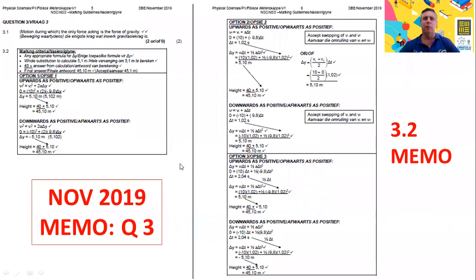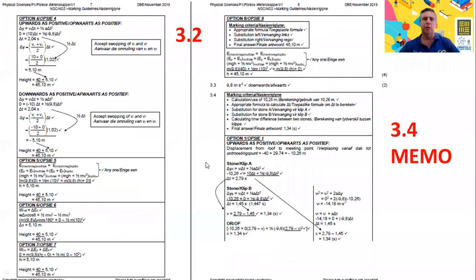So here's the marking memo for the November 29 question 3. The 3.1, the recall question, you'll see it's very simple. There's just one answer for 2 marks. 3.2 was only worth a few marks, but just look at all the different ways it can be answered. Option 1, option 2, option 3, going over, option 4, option 5, option 6, option 7, and even option 8. All that just for 4 marks.